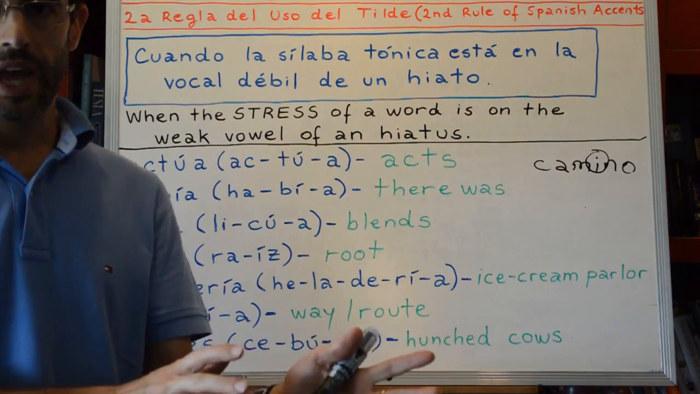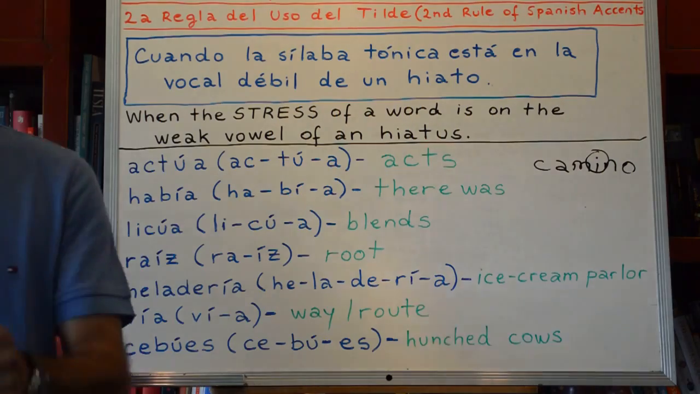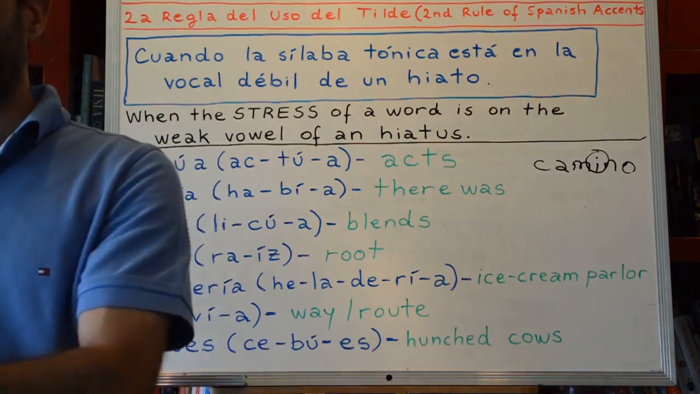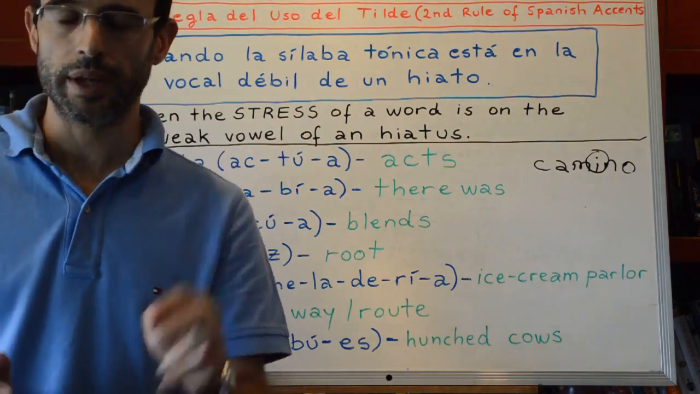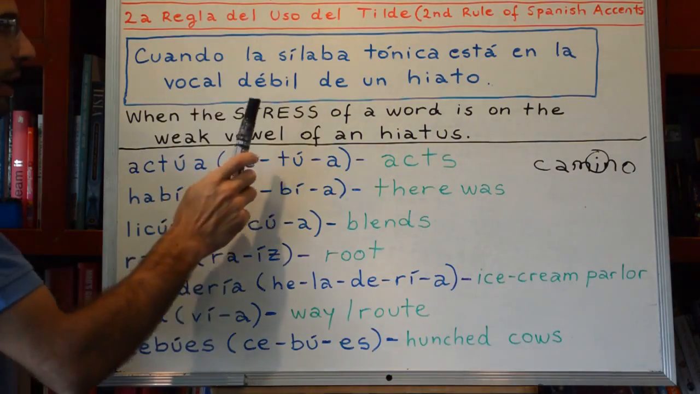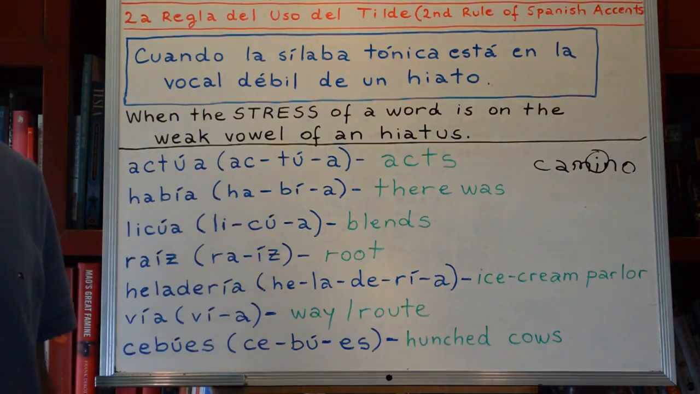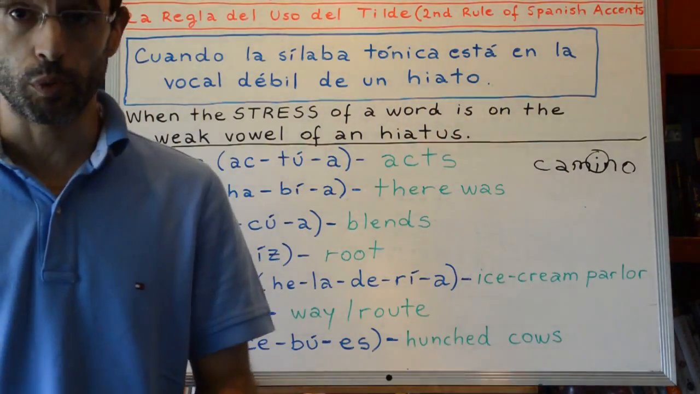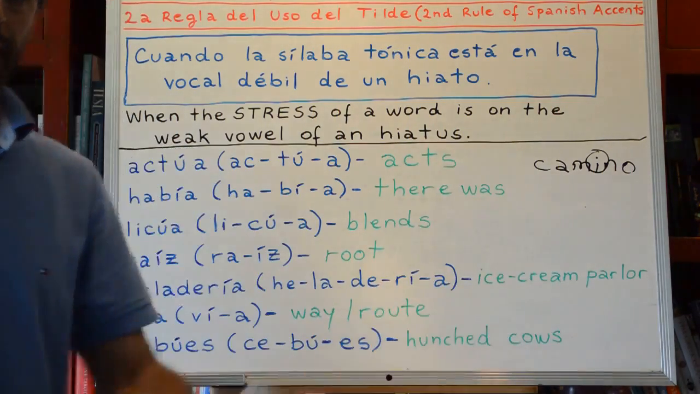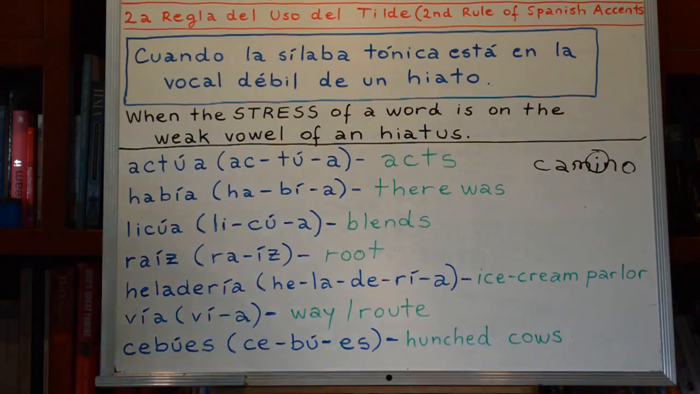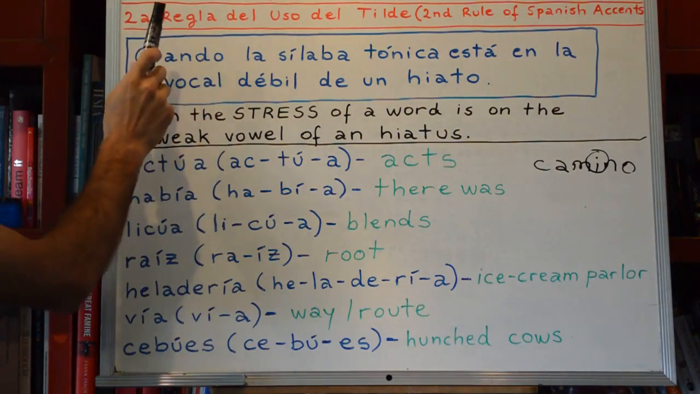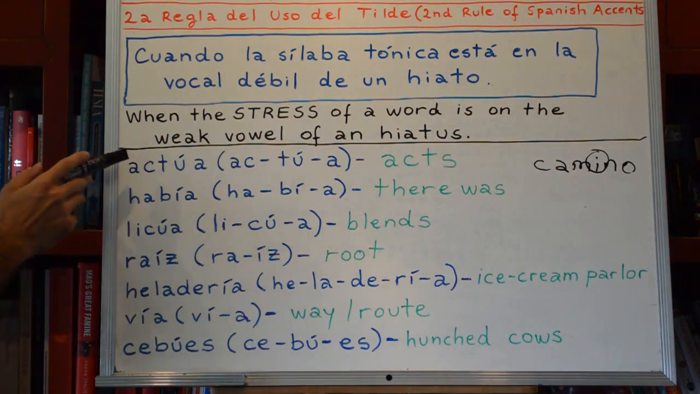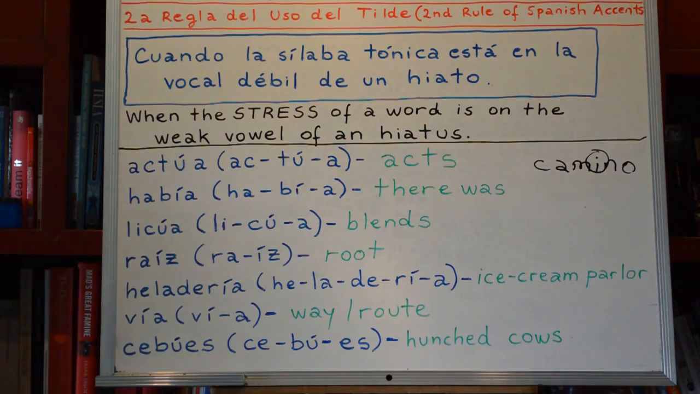Actually, not all hiatus have a weak vowel. We have hiatus where we have two strong vowels, okay? However, if this hiatus has a weak vowel and the accent or the stress of the word is on this weak vowel, then we have a tilde, right? A tilde that is because of this second rule of the Spanish tildes. You will understand it better when we go through these examples, okay?